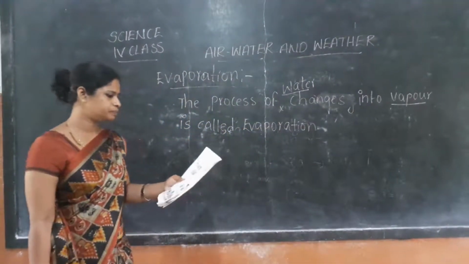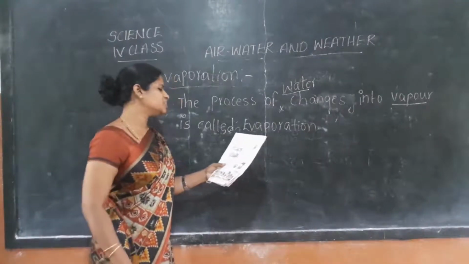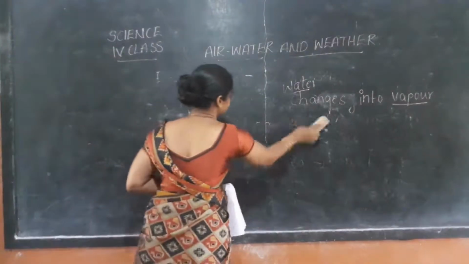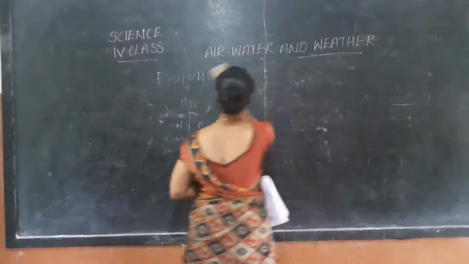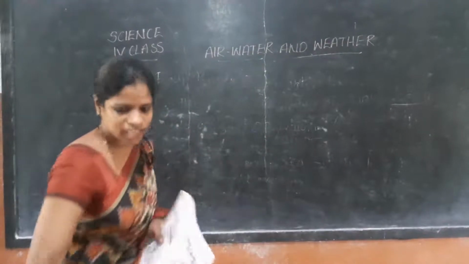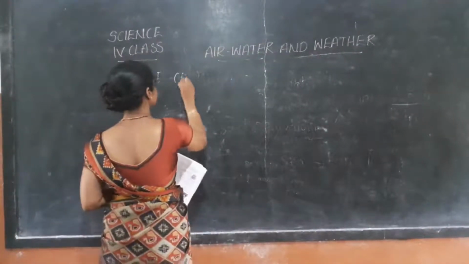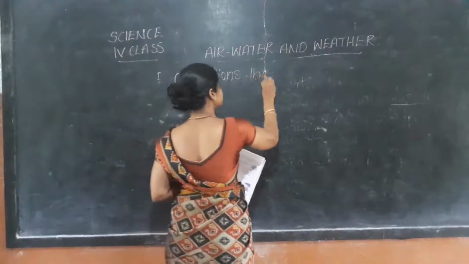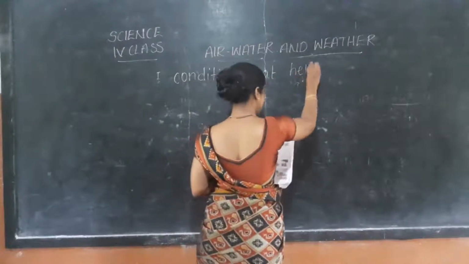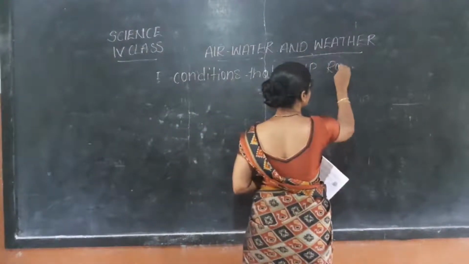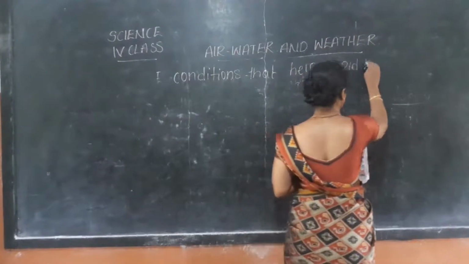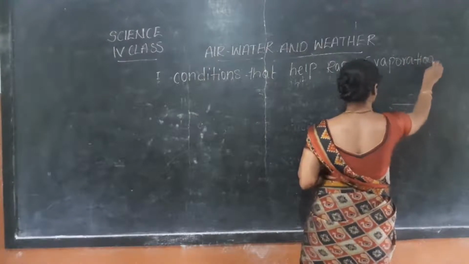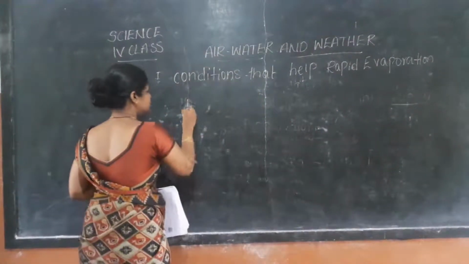Okay students, now look at the conditions that help rapid evaporation. Look at the next topic students. Conditions that help rapid evaporation. So the first one is temperature.